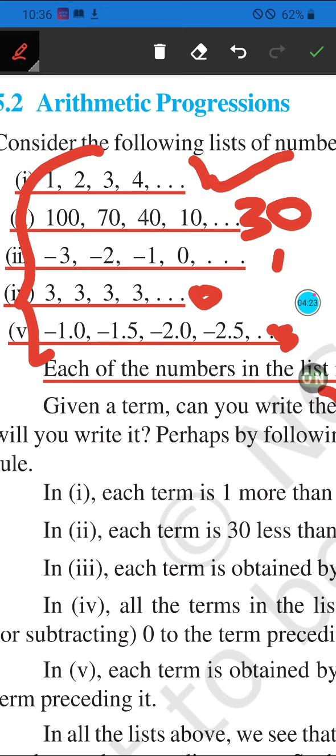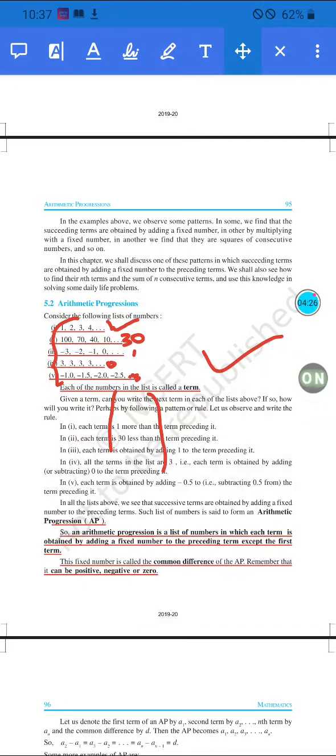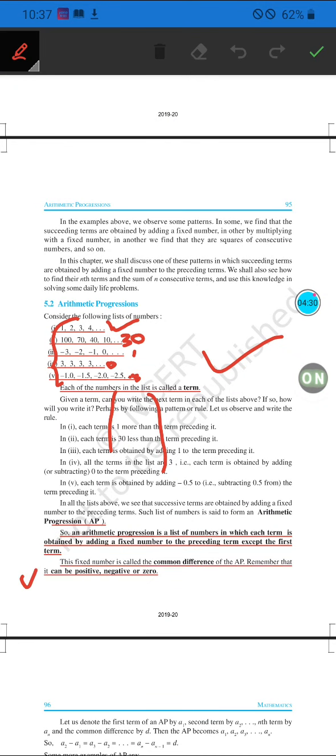Here we take the definition of arithmetic progression. Read the underlined definition. Arithmetic progression is a list of numbers in which each term is obtained by adding a fixed number to the preceding term, except the first term. What does it mean? Each term is obtained by adding a fixed number.